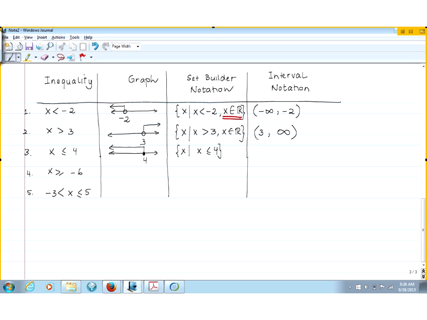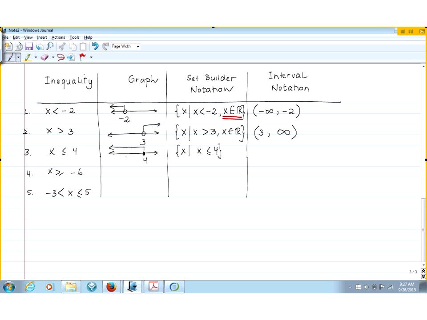So I could stop there. The x is an element of real numbers is optional. As you can see, the set builder is almost the same as your inequality. It just has x such that x is less than or equal to 4. Now, interval notation, what's the smallest solution?